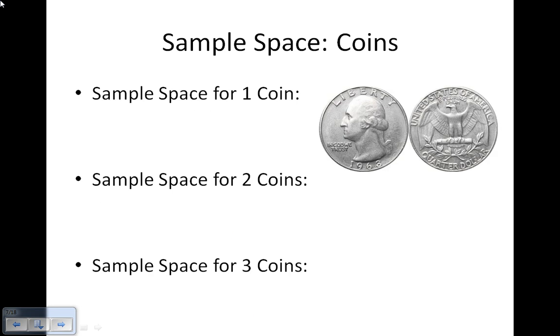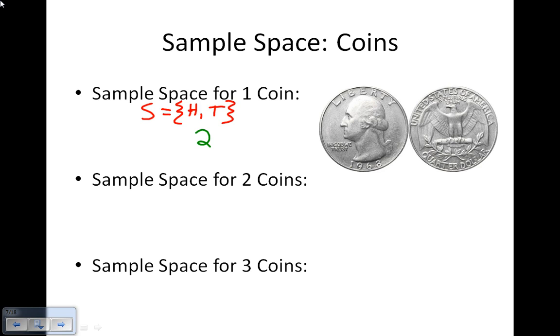The easiest example we can do is flipping coins. The sample space for one coin, capital S, we'll use set notation, is heads or tails. Those are the only options I could get for one coin. So then the size of my sample space would be 2, because there are only 2 possibilities.